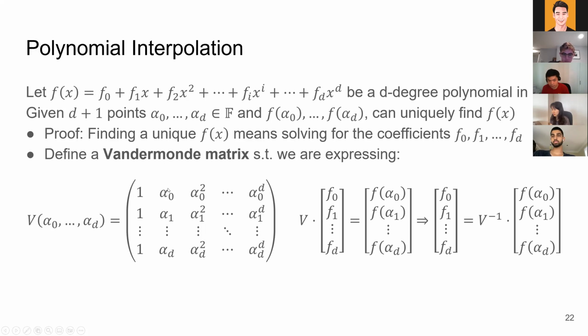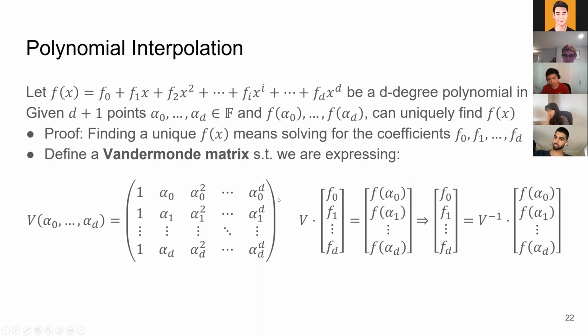F0 times 1 plus F1 times alpha 0 plus F2 times alpha 0 squared plus, all the way to Fd times alpha 0 to the d, that is precisely equal to this equation evaluated when x equals alpha 0. And so this matrix multiplication is the same thing as evaluating the polynomial f at these points, alpha 0 through alpha d. And so we'd expect that if we had found a valid set of coefficients f0 through fd, it would equal the values of alpha 0 through alpha d when they get plugged into the polynomial. So it's a very fancy linear algebra way of expressing that we have a set of coefficients such that these points get mapped to these points once they go through our function.